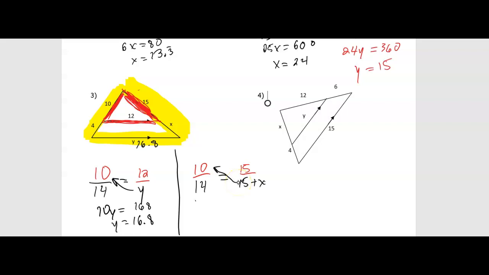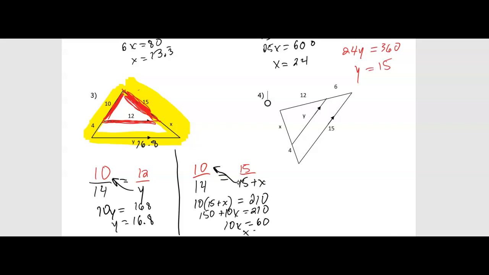Then to solve this, we would do 10 times 15 plus x equals 14 times 15, which is going to be 210. And then we just solve this equation. We would distribute, so 150 plus 10x. Subtract your 150 from the 210.